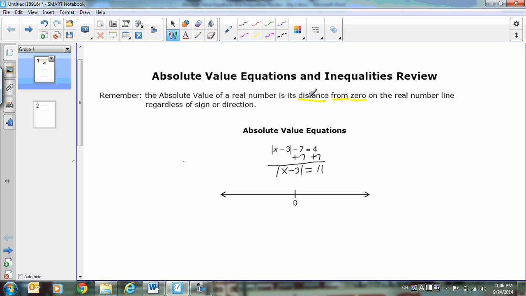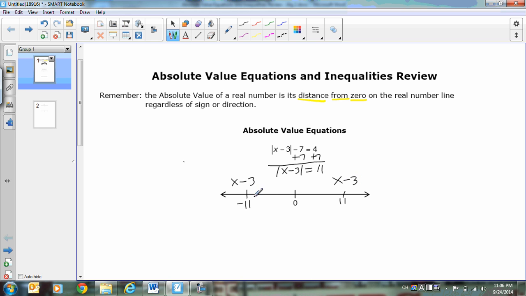Okay, now remember this definition, distance from zero. How many places on the number line are 11 units away from zero? Well, there would be 2 places. Negative 11 is 11 units away from zero, and positive 11 is 11 units away from zero. So now what I want you to do is take what's inside this absolute value symbol and write it over the negative 11, because what is inside there can either be equal to negative 11, or that x minus 3 inside the absolute value symbol could also be equal to positive 11.